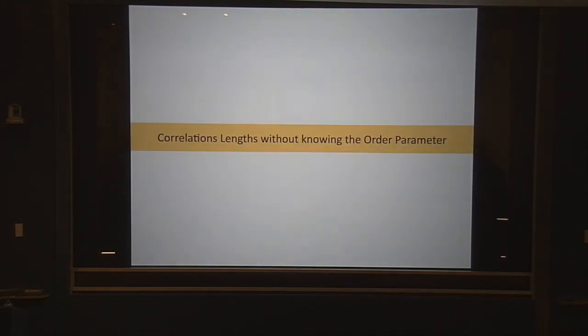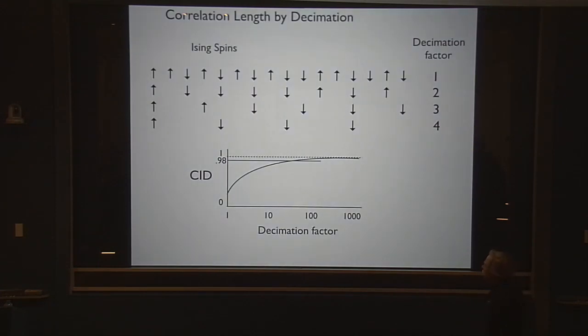Now, what more can we do with this? And now we're looking for more things we can do. What about correlation lengths? Usually you get the correlation length by doing the order parameter correlation function, seeing how it falls down. Maybe you don't have to do it that way. So the idea we had was this, and this is just shown, for example, for an Ising model. Here's essentially a one-dimensional Ising model. Here's your spin configuration. There are correlations in there. What you do is you decimate it.